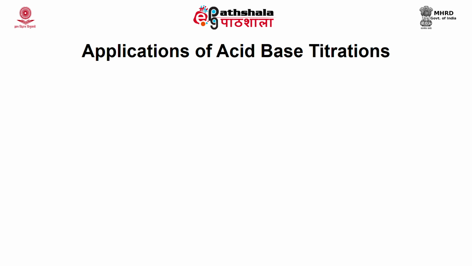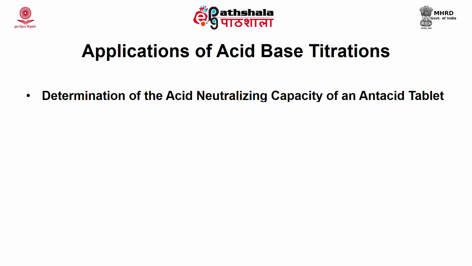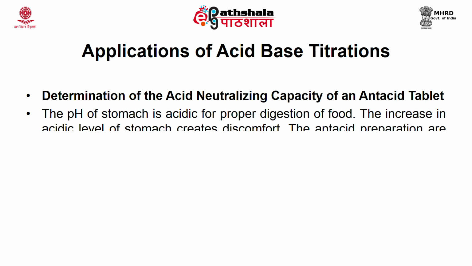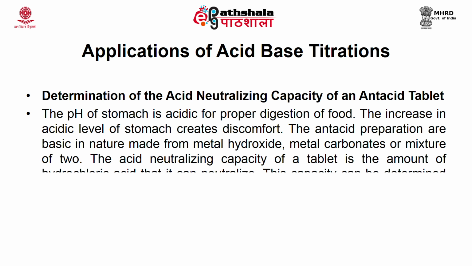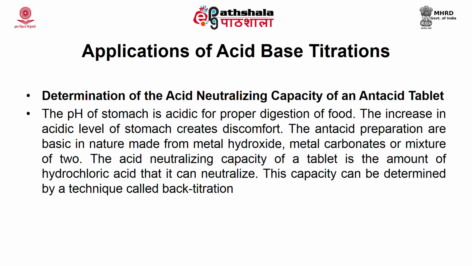Applications of acid-base titration. Determination of acid neutralization capacity of antacid tablets. The pH of the stomach is acidic for proper digestion of food. An increase in the acidic level of the stomach creates discomfort. Antacid preparations are basic in nature, made from metal hydroxides, metal carbonates, or a mixture of the two. The acid neutralizing capacity of a tablet is the amount of HCl that it can neutralize. This capacity can be determined by a technique called back titration.